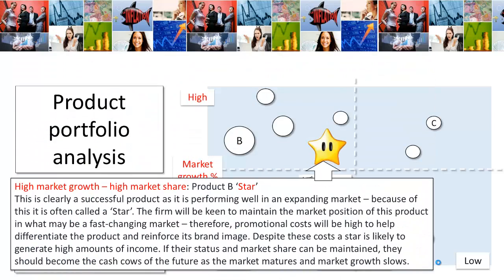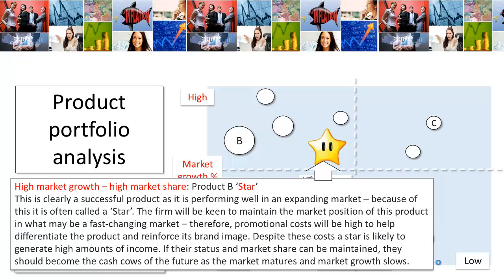In the top left hand corner of high market growth, high market share, we call these types of products stars, essentially because even though the market isn't huge yet, it's a fast growing market, and within this fast growing market these products have a high market share. So stars are successful products that are performing well in an expanding market, and the firm will be keen to maintain that market position of the product in what may be a fast changing market.